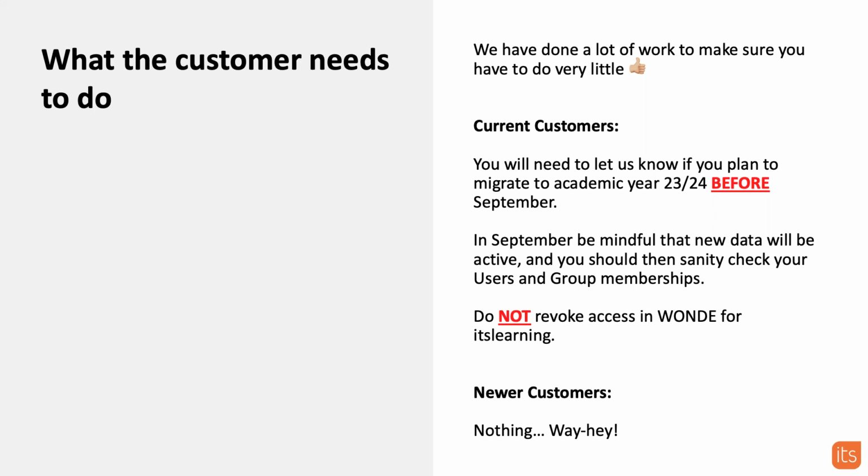Current customers, you'll need to let us know if you plan to migrate to the new academic year, which is academic year 23/24, before September. Our expectation here is that in September, everybody rolls over to the new year, so all your MIS systems start saying, yes, we're in 23/24. If you're going to do it before that, in July or early August, then let us know, just so we know what to expect.